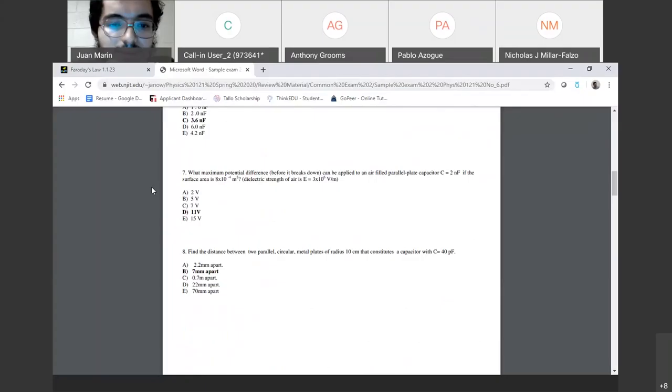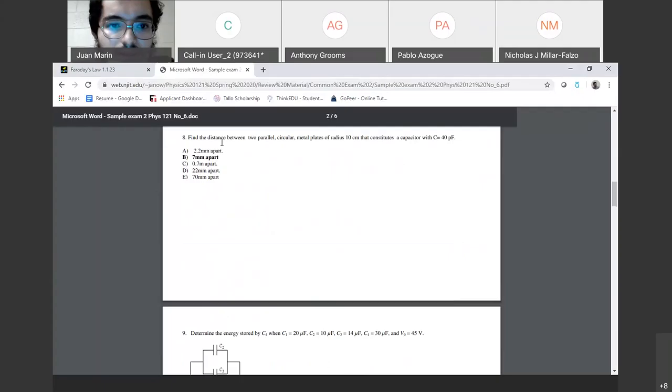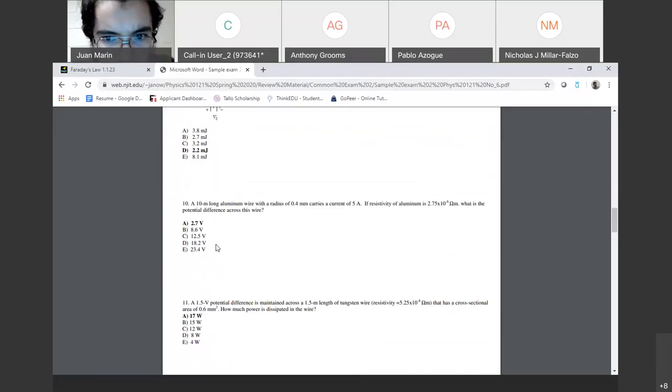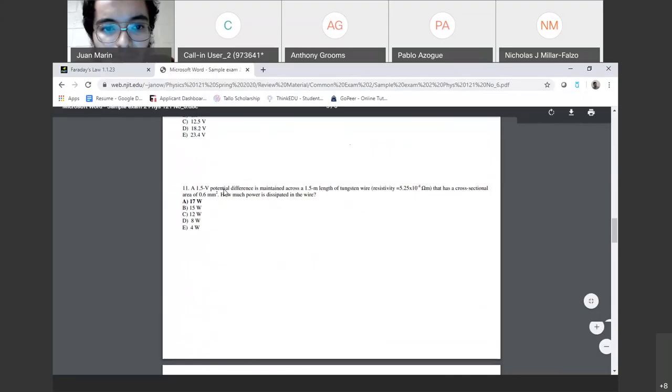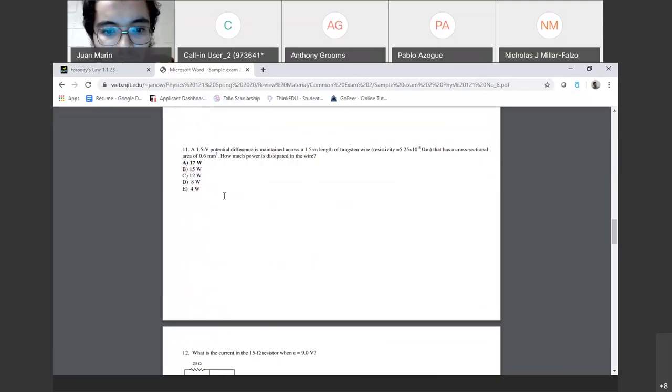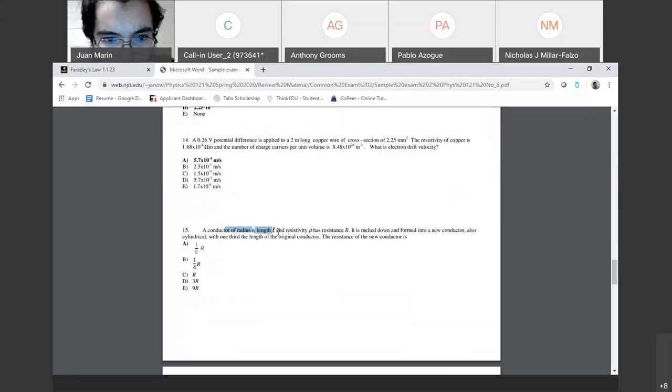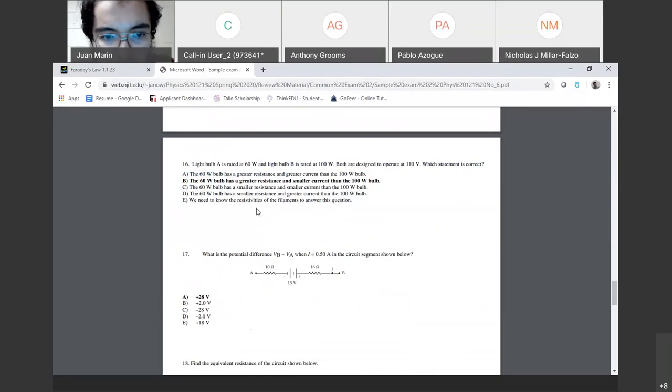So I would say 2013 is a pretty good exam to review. Definitely, because there are going to be RC circuit problems and voltage problems. Capacitance: you have to find the equivalent capacitance and then find several characteristics, properties of the circuit. Resistivity, yeah, definitely try exam 2013. It's a very good review.